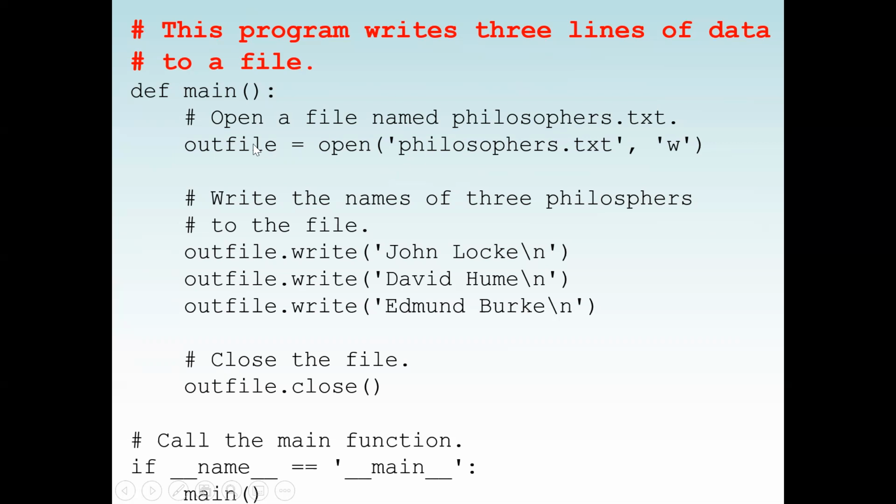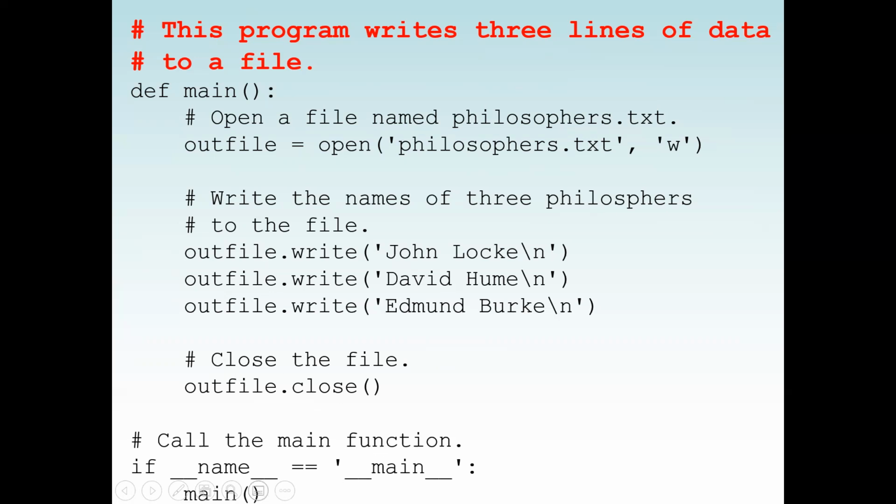Again, our file object is outfile. The name outfile can be any name. The open function is associated with the file object: outfile equals open of philosophers.txt, and the mode is W, which means we are writing. We use the write method to write, which means we are saving our data into the file. Here we write three names, repeating it three times. After we finish, we close the file.